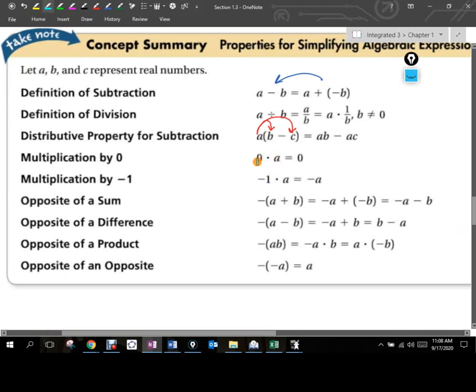Multiplication by 0, hopefully we know that anything multiplied by 0 is 0. 0 times 0 is 0. 0 times any number is 0. Multiplying by -1 to any number gives me the opposite of that number. Okay.